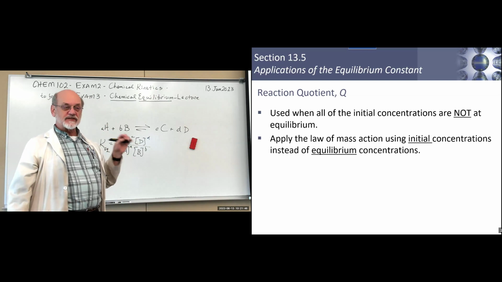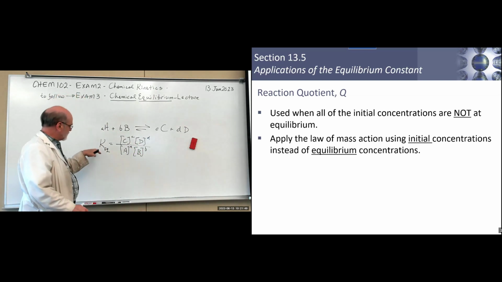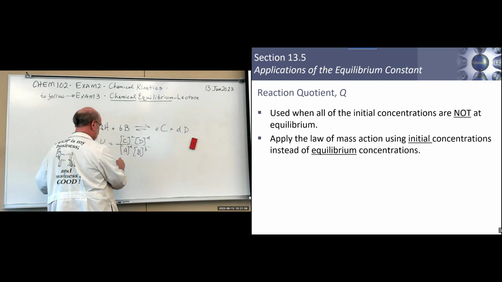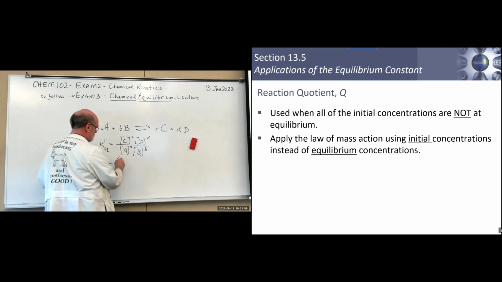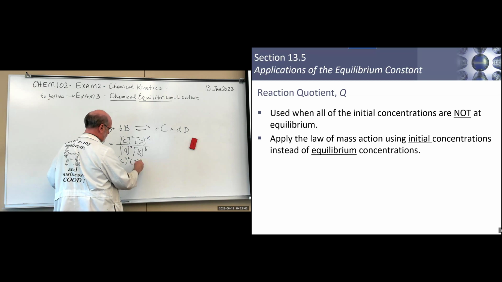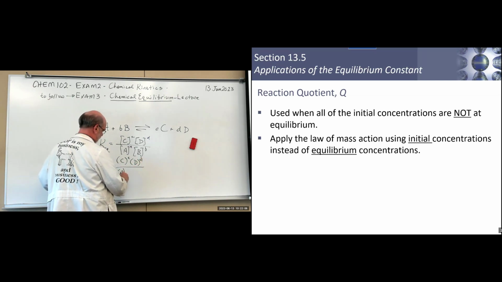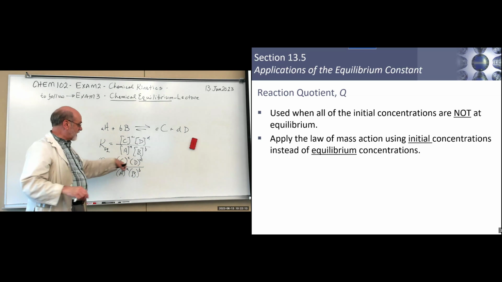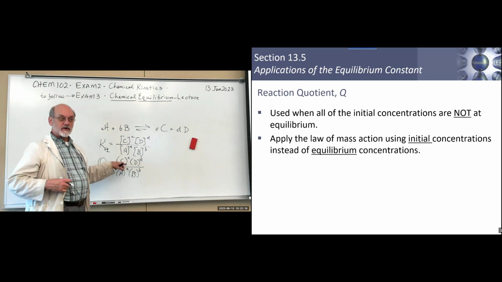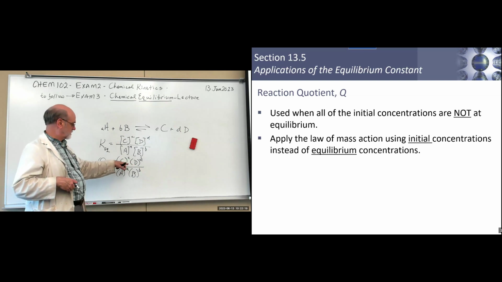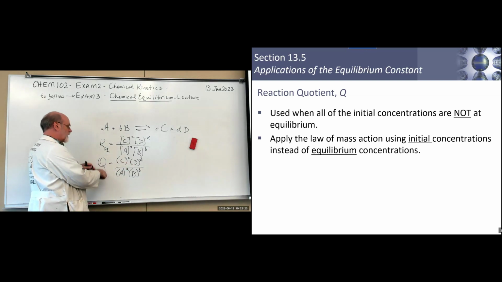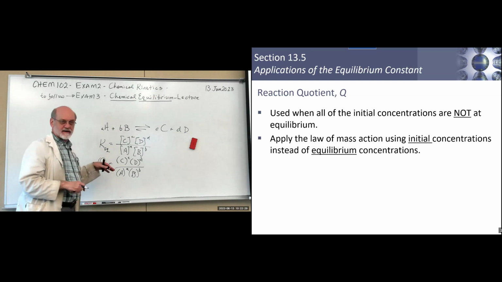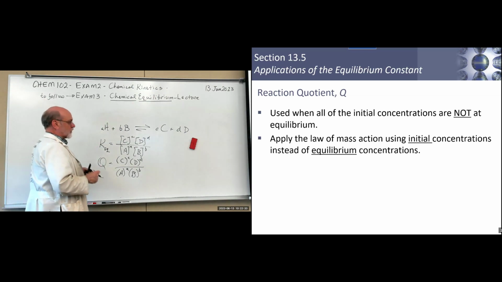That's where this concept of Q comes in. Q is simply this expression, but not equilibrium concentration. So now we use parentheses. And these are the actual values of concentration before equilibrium is established. So we can calculate Q and we can look up what K is for that particular reaction. And we can compare Q to K. Okay? So there are 3 possibilities.